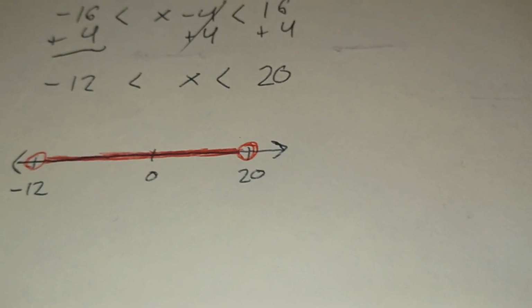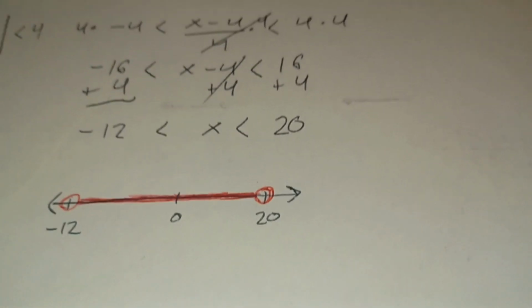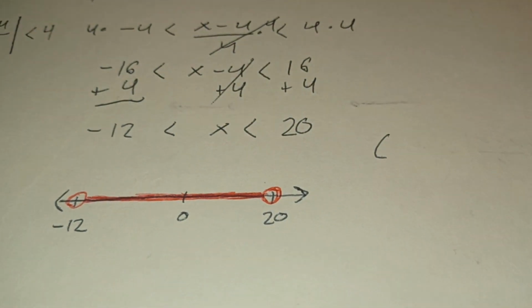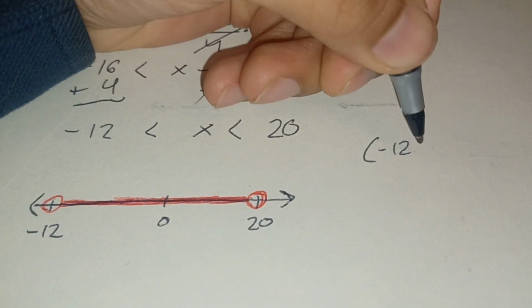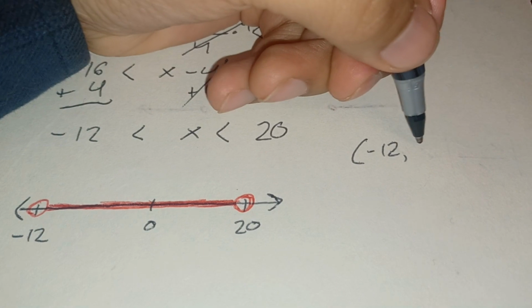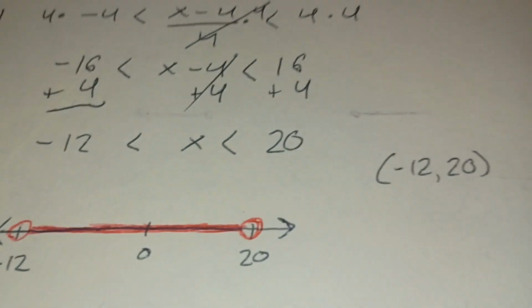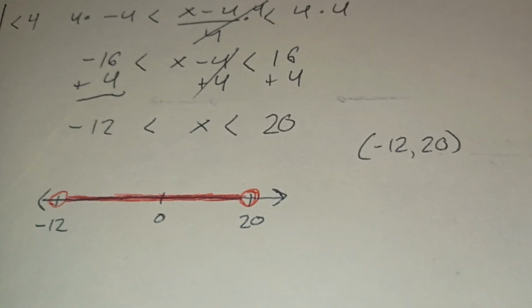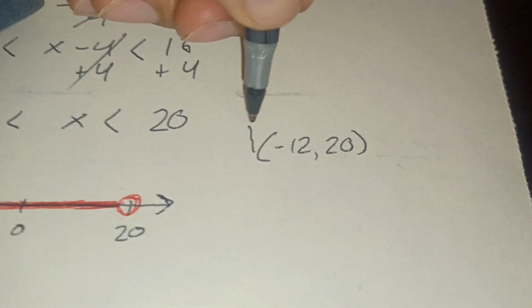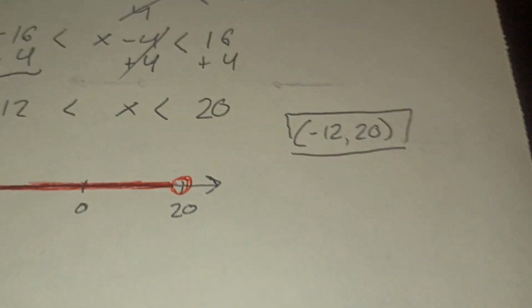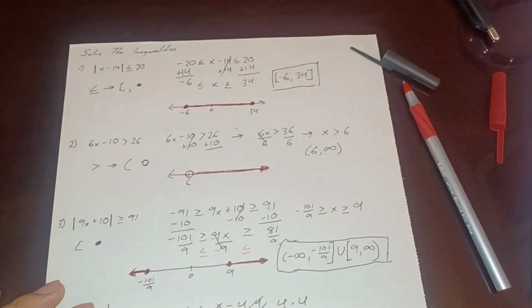And we can write our notation down as parentheses negative 12, comma, 20 parentheses. So that is how it's going to look. That's your notation, and that is your graph. All right, that's how you do it.